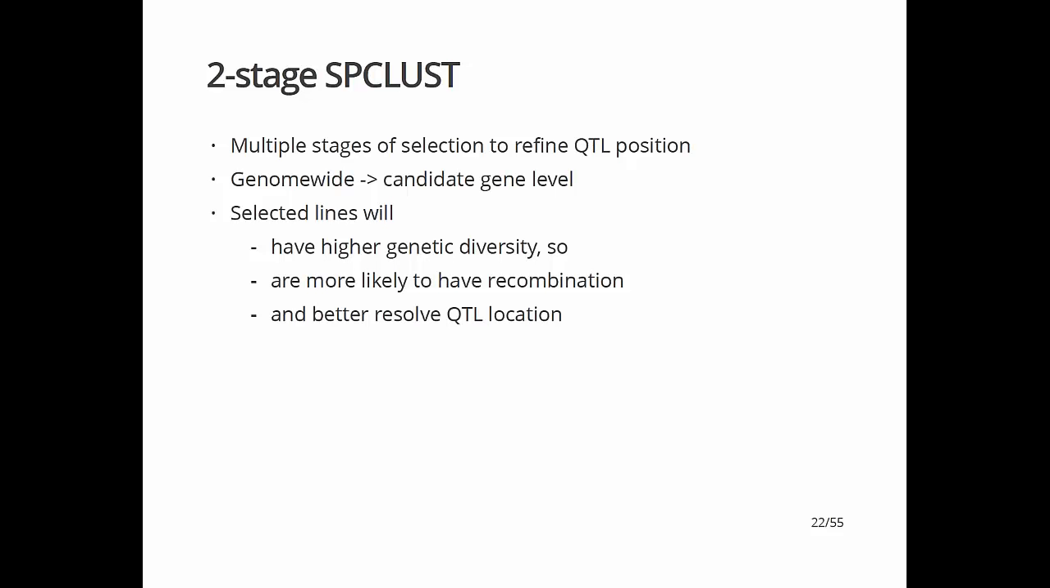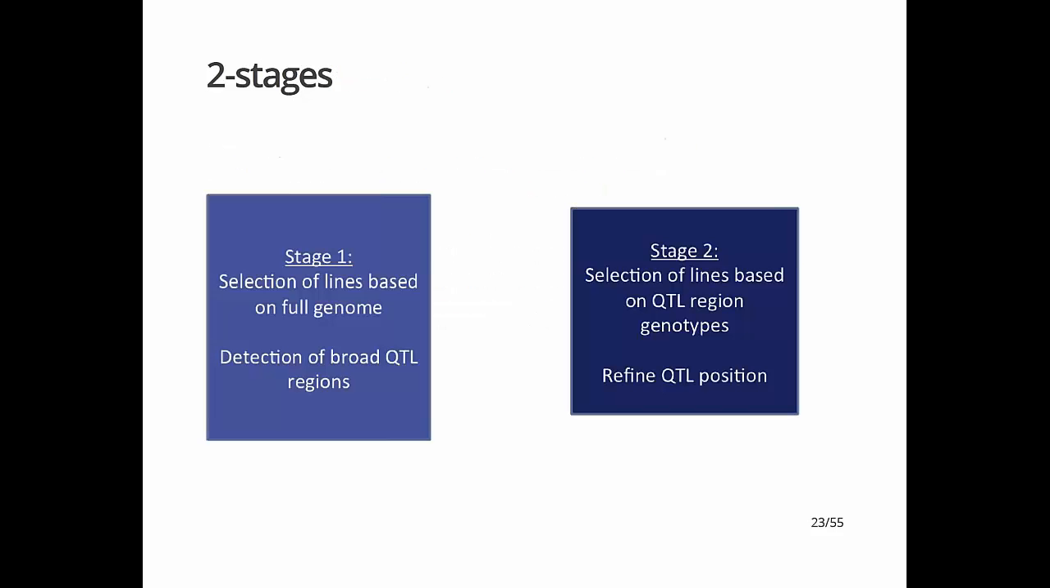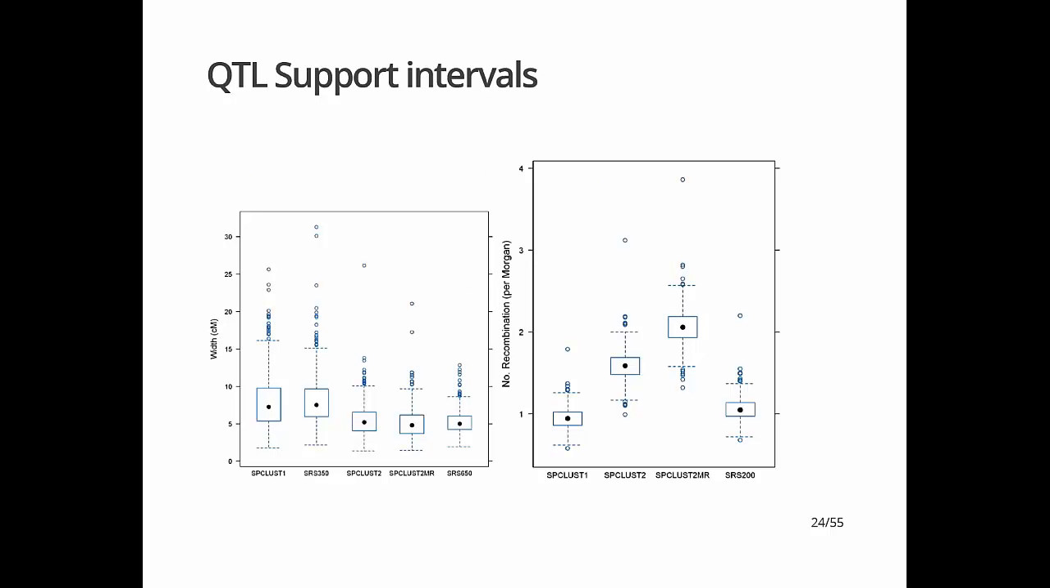So they'll have higher genetic diversity, they're more likely to have recombinations. That gives you more precision in resolving your QTL location. That says basically what I just said. So when we do this, the way we look at how well we're performing, we looked at it both in terms of diversity, which it does increase, and in terms of how well we can localize QTL, width of the QTL support intervals.